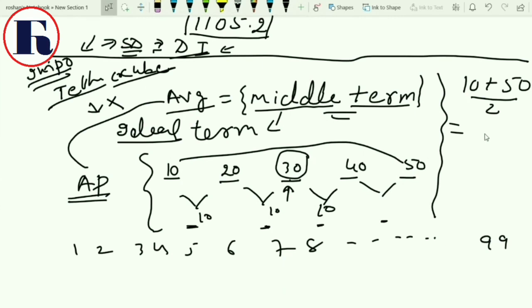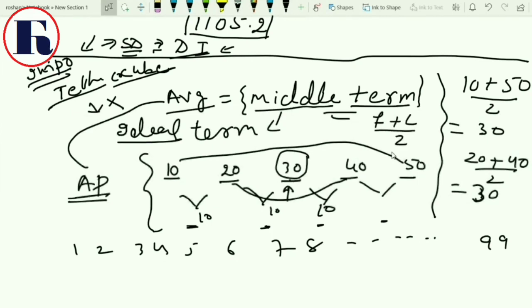What is 10 plus 50? 60 by 2 will be 30. Or second and second last term, that is 20 plus 40 divided by 2 will be again 30. So this average is a middle term, which can be found as first term plus last term divided by 2. I hope everyone understood what I have discussed here.